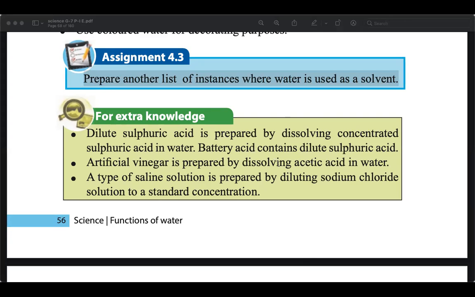Okay. What else? Yes, tell me. This is easy. You can think and tell. To remove dirt. Yes, to remove dirt. Dishwashing.